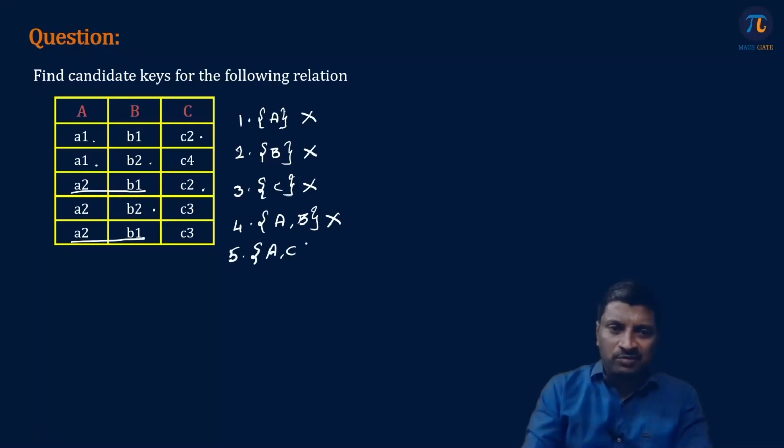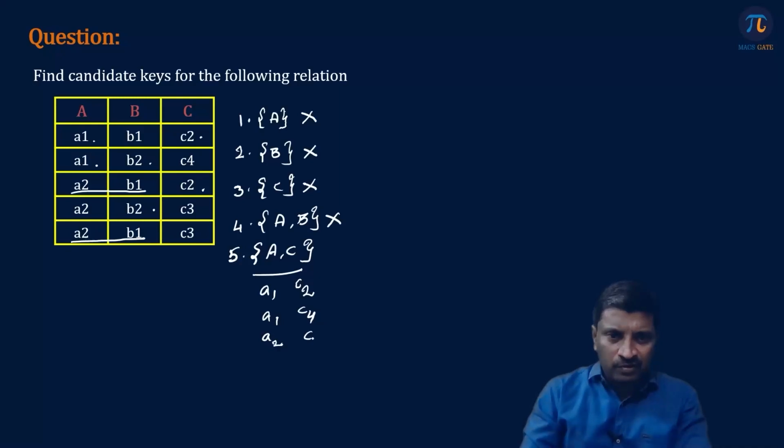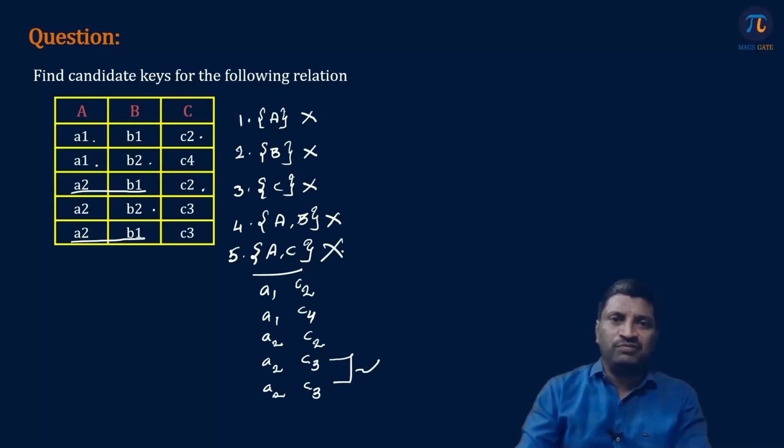What about A comma C, sir? Let me write the values here, sir. A1 C2, A1 C4, A2 C2, A2 C3, A2 C3. These two records have the same values, so it is not able to differentiate record 4 and record 5. So this cannot be a candidate key.